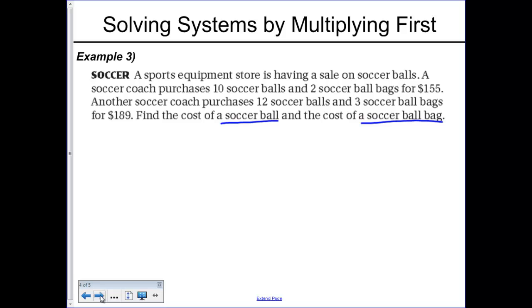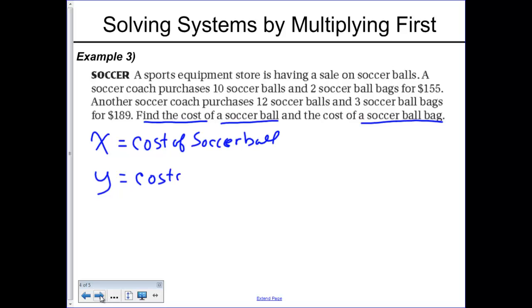So I'm going to use two variables, x and y. Let's call the first x. They're telling us to find the cost, so it's going to be the cost of a soccer ball, that's one soccer ball. And y is going to be the cost of one soccer bag. So I've got x and y.